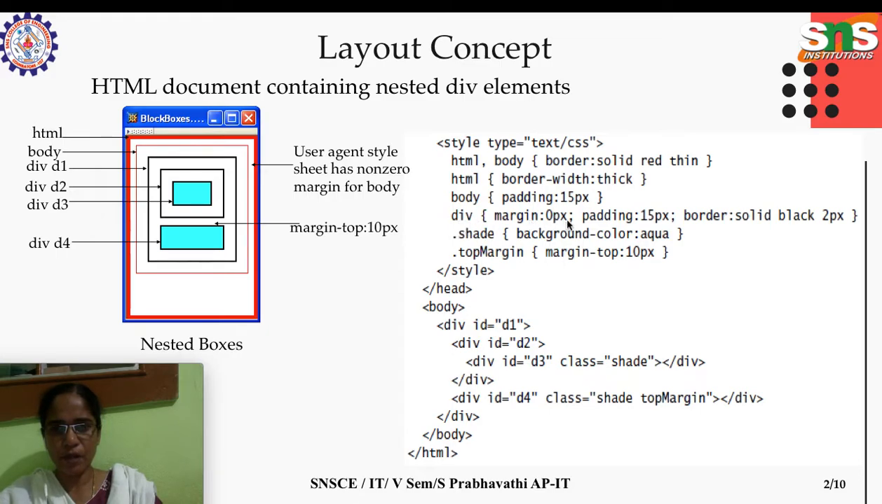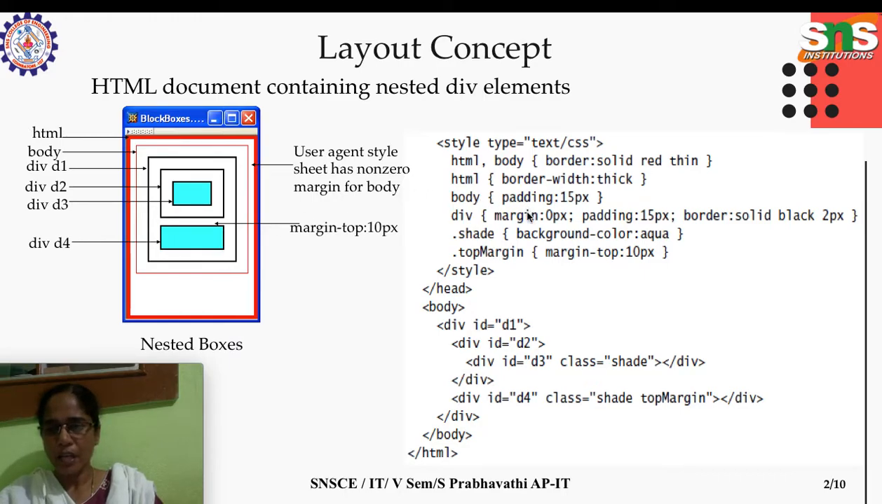So div margin is 0 pixels, padding is 15. Again, each and every div has the padding 15. Border is solid black 2 pixels. So I hope you will be able to clearly visualize the output of this program. See here, how many divs do we have? 1, 2, 3, 4 divs. All are black in color, 2 pixel size, and solid.